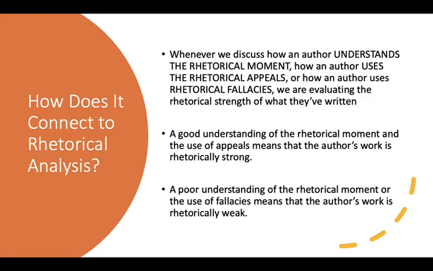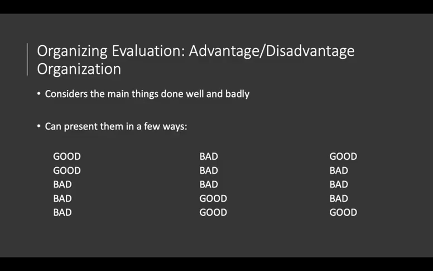How does evaluation writing like this connect to what we're doing in this class with rhetorical analysis? Whenever we discuss how an author understands the rhetorical moment, how an author uses the rhetorical appeals, or how an author uses rhetorical fallacies, we are evaluating the rhetorical strength of what they've written. A good understanding of the rhetorical moment and the use of appeals means that the author's work is rhetorically strong. A poor understanding of the rhetorical moment and the use of fallacies means that the author's work is rhetorically weak. For your evaluation essay, you will be evaluating the rhetorical strengths and weaknesses of an article.